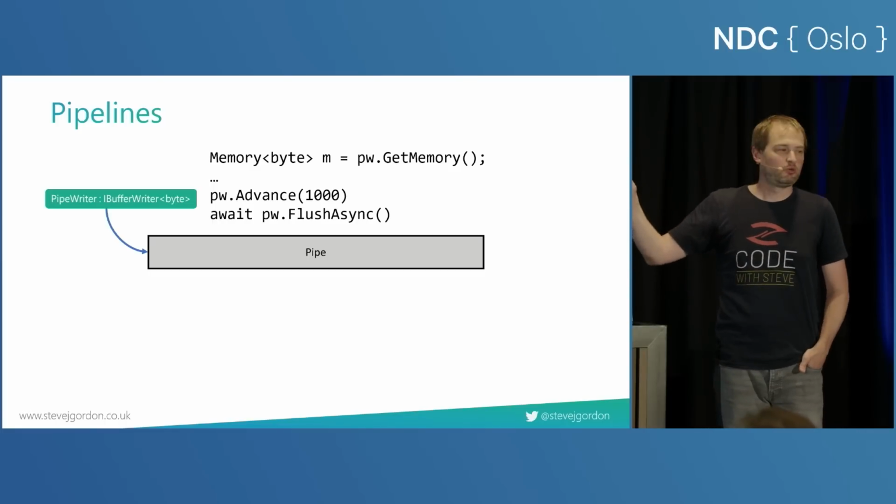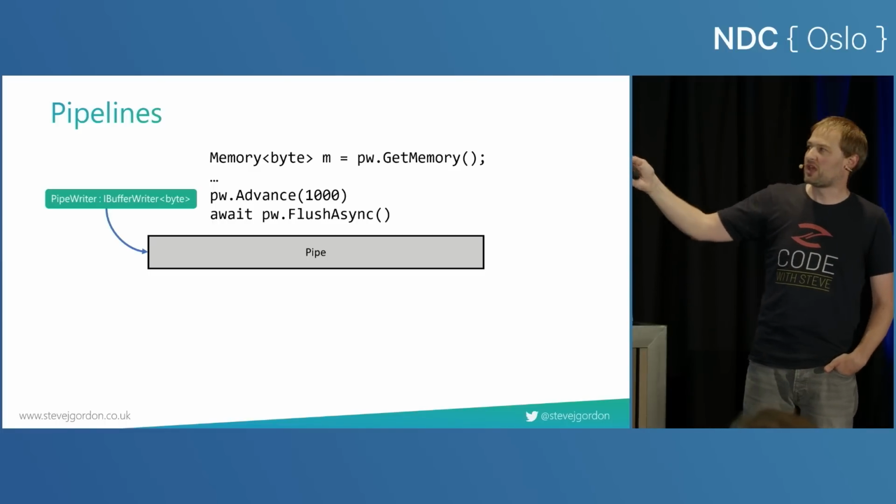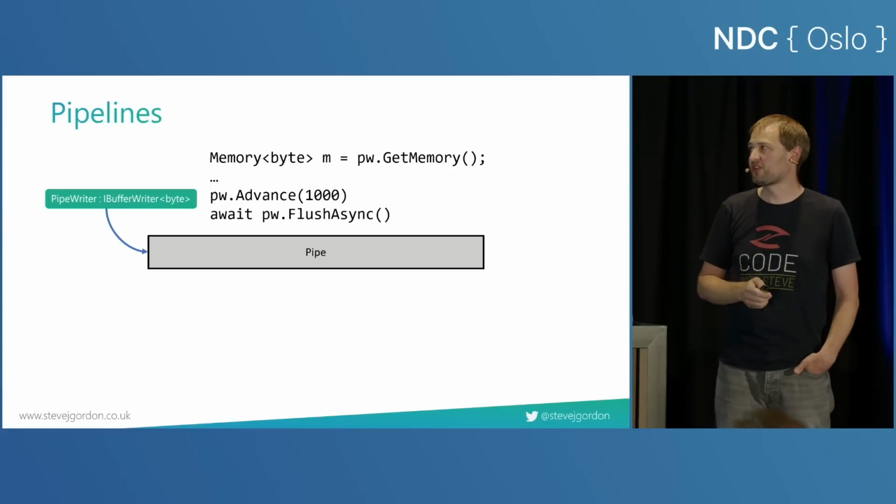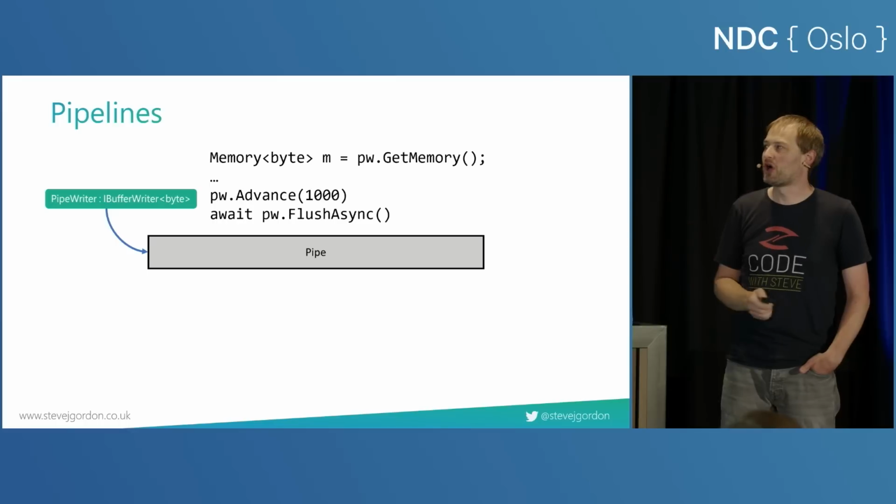Once you've written some data in, you advance by the number of bytes that have been written, and then you flush in an async way. So that flushes the data into the pipe.